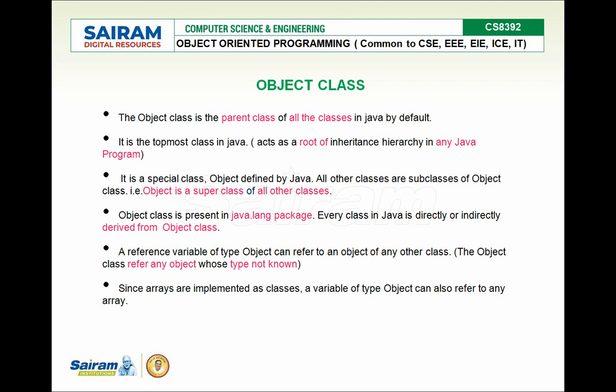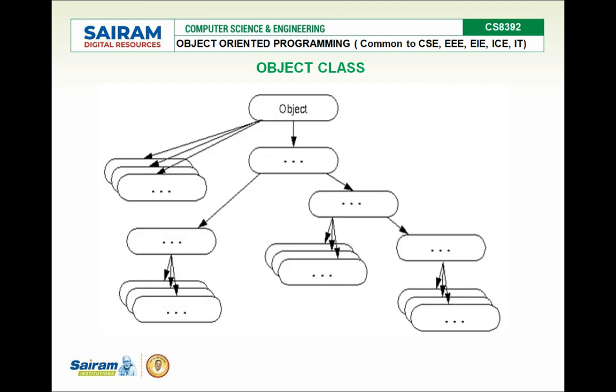Come, let's see the object class hierarchy. See the Object class, which is the topmost class of all the classes. All other classes or objects are inherited from the Object class. So it is the root of all the classes in a Java program. If you create any object or any class, that is inherited from the Object class. That is the point.